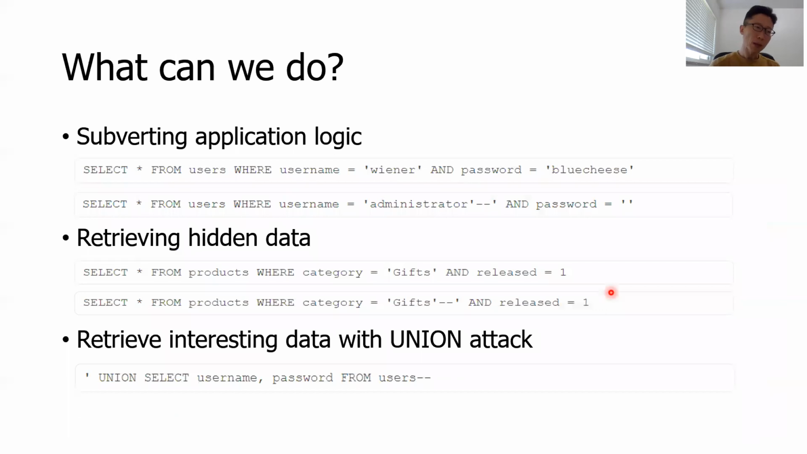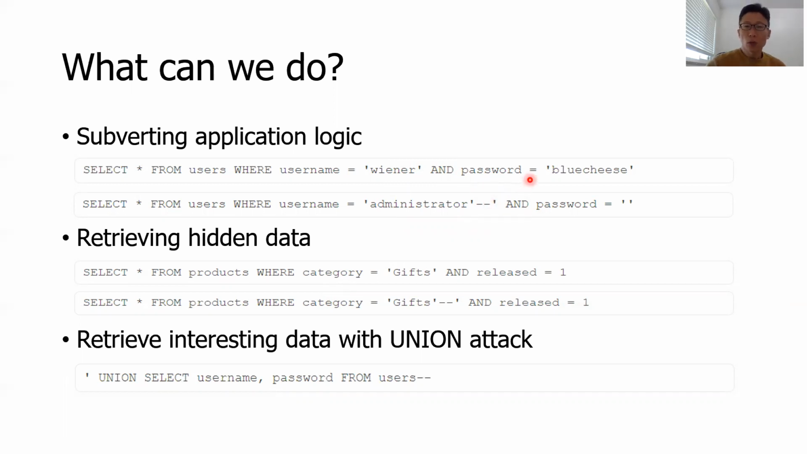So far we've studied how to do it, and what we can do using SQL injection. There are maybe several other things we can do with that, but I came up with these three types. The first one is subverting application logic, the second one is retrieving hidden data, and the third one is retrieving interesting data with a union attack. As you can see here, this part is the point where the attack is applied.